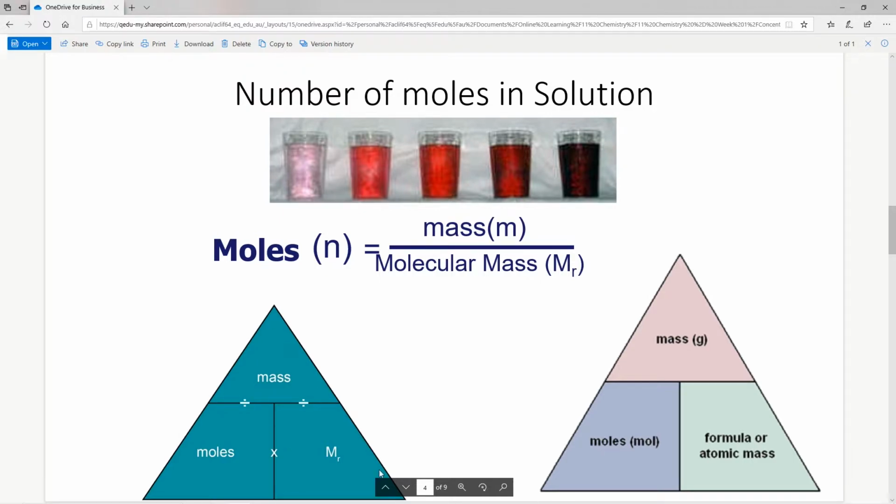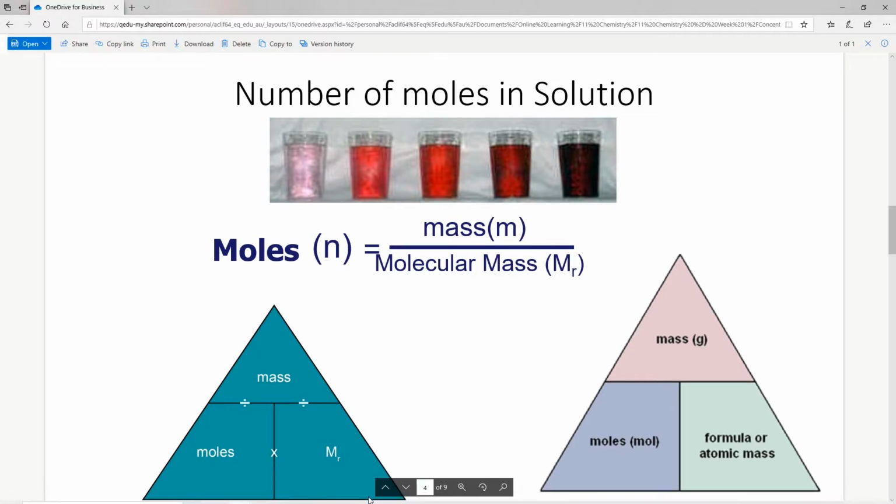In this triangle here, we've got mass at the top, then moles and molecular mass. This is what I was trying to say before. If you cover up the mass at the top, you then use moles and molar mass and multiply them together, and that will give you the mass. If you're trying to find moles, then you do mass divided by molecular mass, and you're not ever probably going to try and find that, but if you were, it would be mass divided by moles. So there's two more triangles here.